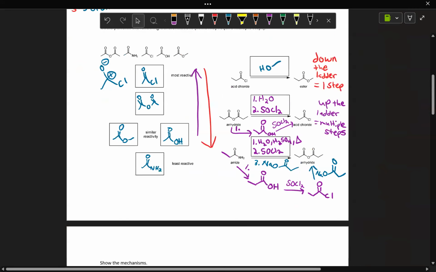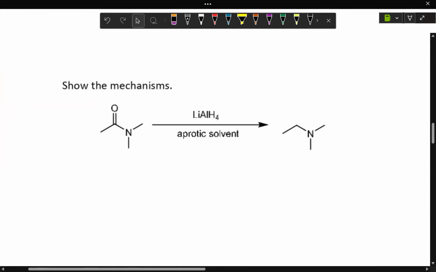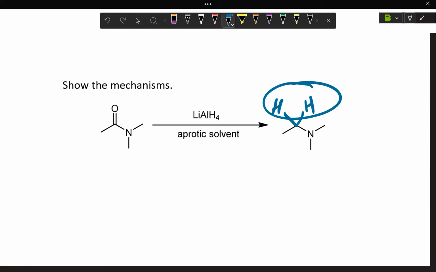Okay, so that's going up and down the ladder. Now we get some mechanisms. So we're reducing an amide to an amine. Whenever you're doing mechanisms, if you're stuck, what I recommend is just look at the difference between the starting material and product. And the difference is that instead of having a carbonyl in the product, we have 2 hydrogens. So that means we need to add on 2 hydrogens.